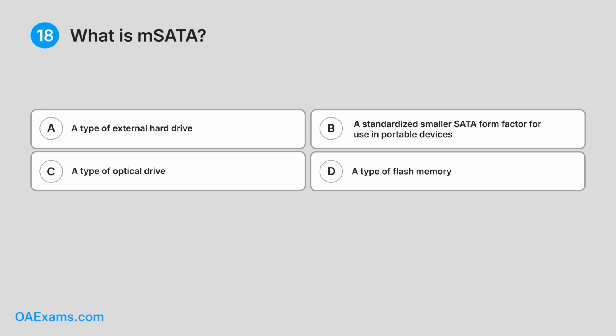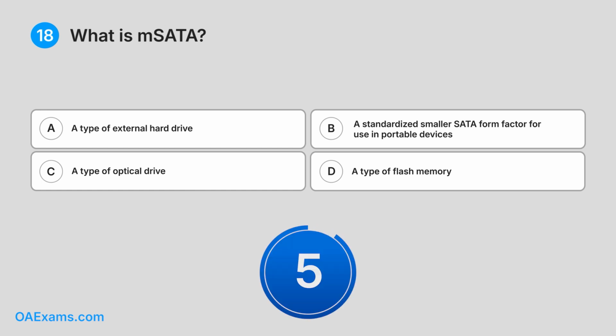18. What is mSATA? A. A type of external hard drive. B. A standardized smaller SATA form factor for use in portable devices. C. A type of optical drive. D. A type of flash memory. Can you guess the answer?